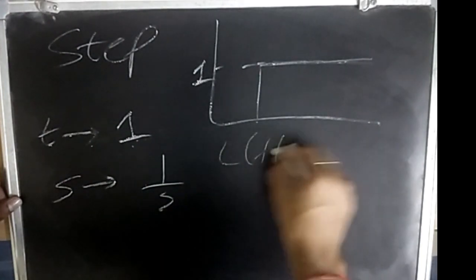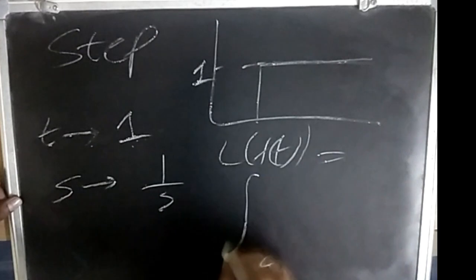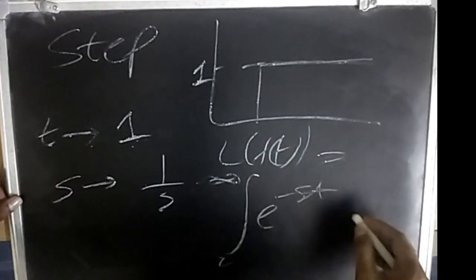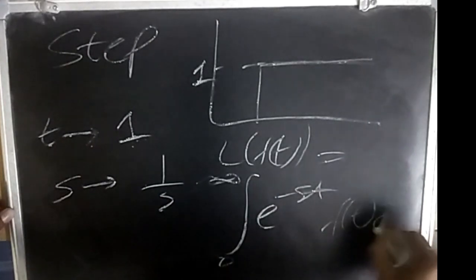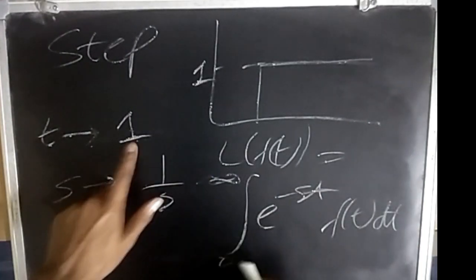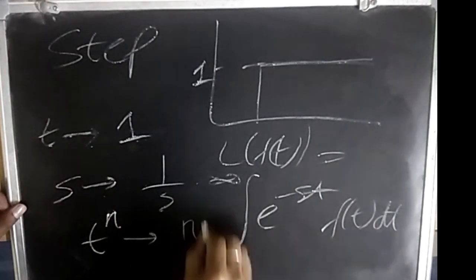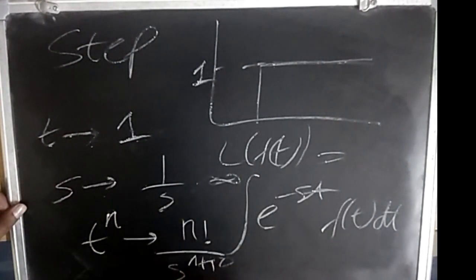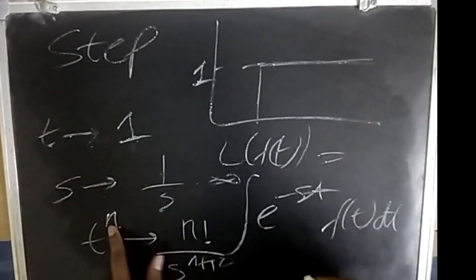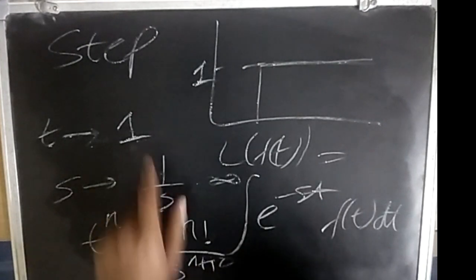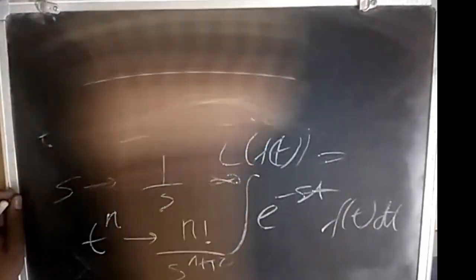Laplace of f of t is nothing but integration from 0 to infinity of e to the power minus st into f of t dt. The Laplace of t raised to power n is n factorial by s to the power n plus 1. So if it's t raised to power 0, that is 1, 0 factorial is 1 and s raised to power 0 plus 1 is s. So 1 upon s. Now the next thing is the ramp function.